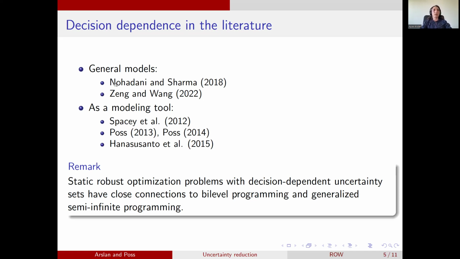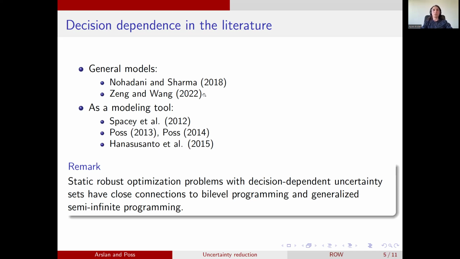So here we have a paper by Nohadani and Sharma, quite recent, that introduced this uncertainty reduction paradigm and worked on mixed integer programming models for this problem. And then recently, Zhang and Wang introduced adjustable robust optimization problems with decision-dependent uncertainty set, and they proposed solution algorithms for those problems.